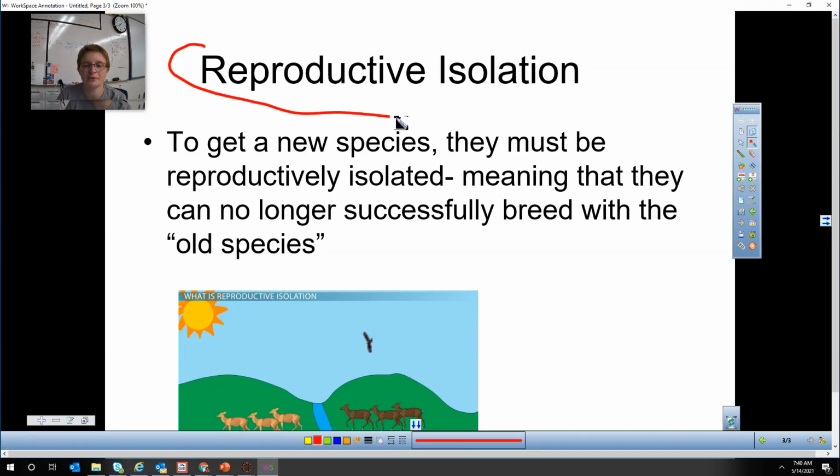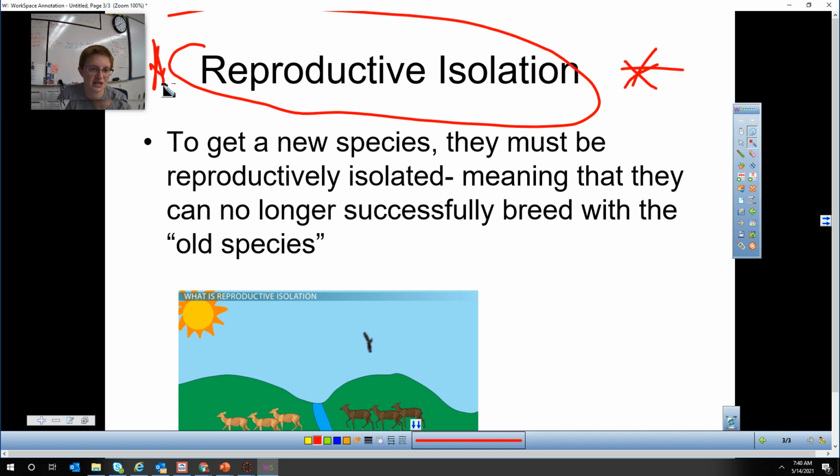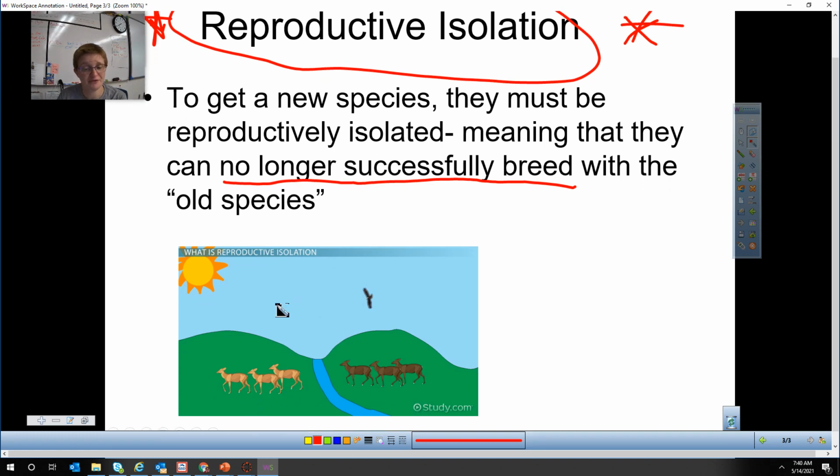We get there through reproductive isolation, and this is a really important word for today, so definitely make sure you star it. So to get a new species, they must be reproductively isolated, and that means they can no longer successfully breed with the old species. If ever they can go back and breed with the old species, we do not consider them different species. If these guys are still capable of breeding and producing fertile offspring together, they are the same species.